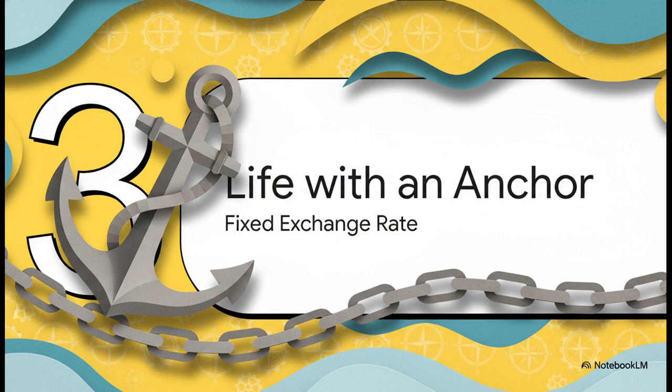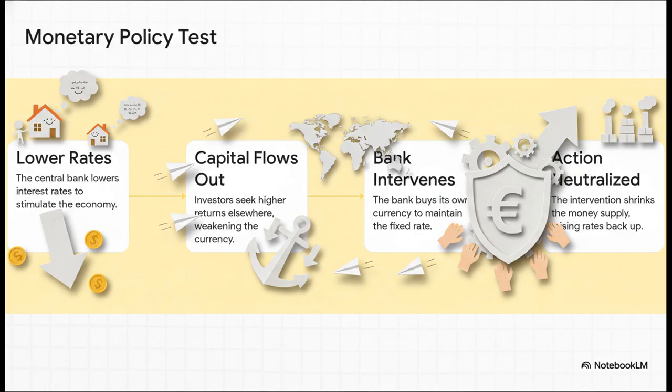What actually happens when you decide to drop the anchor and fix your exchange rate? Okay, imagine your central bank wants to give the economy a little boost, so it lowers interest rates to get people borrowing and spending. But we're in a global world, and money is always chasing the best return. So investors see your lower rates and they pull their capital out to go find higher rates elsewhere. All that money leaving weakens your currency. And because you promised to keep that rate fixed, your central bank has to step in.